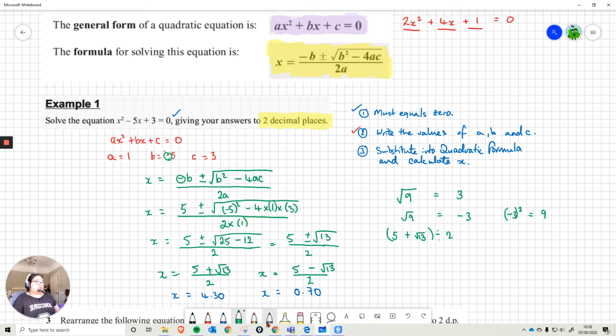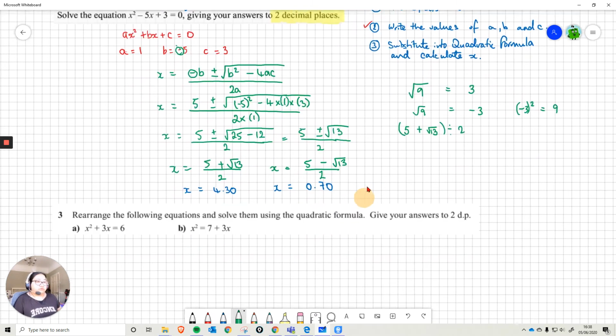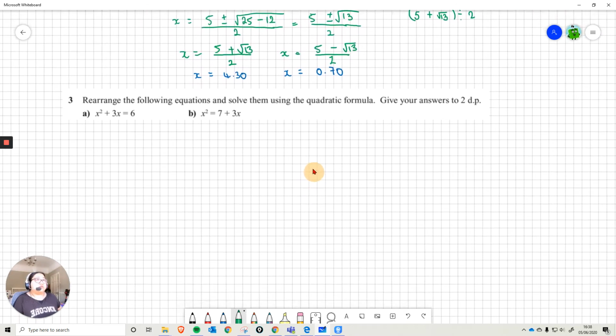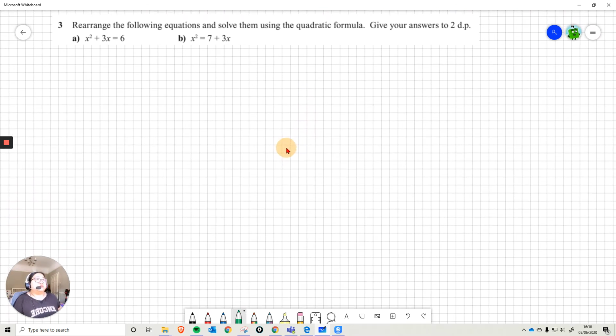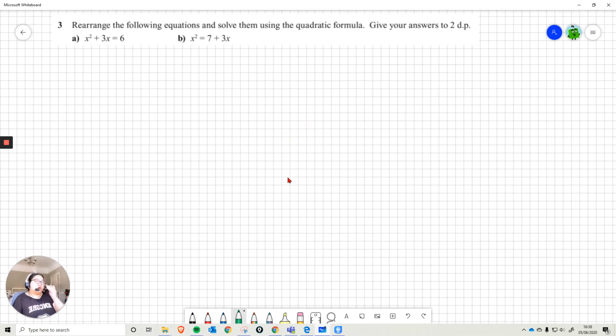I'm going to do one more example and just show you what happens if you have to rearrange it. So this is question 3 in the knowledge organizer. You can see they're not equal to 0. And if you remember before, I said the first step is to make sure it equals 0.